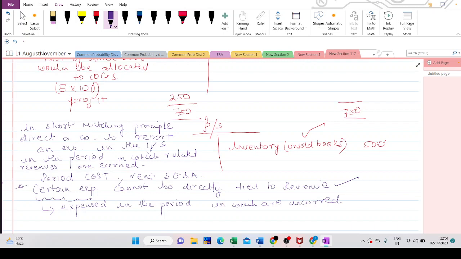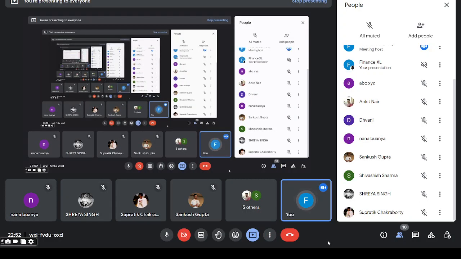So please note all of this down. I hope you've had a clear understanding of how your income statement and balance sheet is made. For those who are from the commerce background, I think it would have been a refresher of what they had studied in their undergrad, in their school days, right? So that's about it, guys.